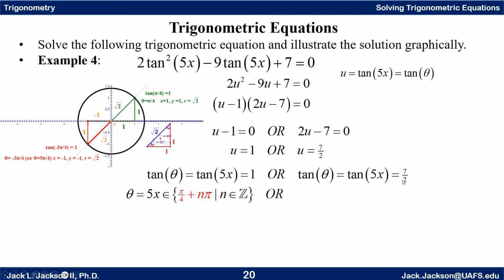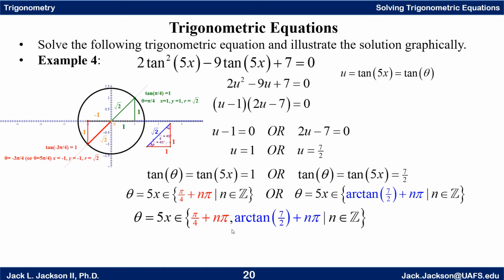Now this one over here, tangent of theta equals 7/2, is not one of our special angles, so the best thing we can do is get the one that's in the first quadrant, which is arctangent of 7/2, and then just say add multiples of pi there. So putting those together, we see that theta, or 5x, is either pi over 4 plus n pi or arctangent of 7/2 plus n pi, where n is an integer.